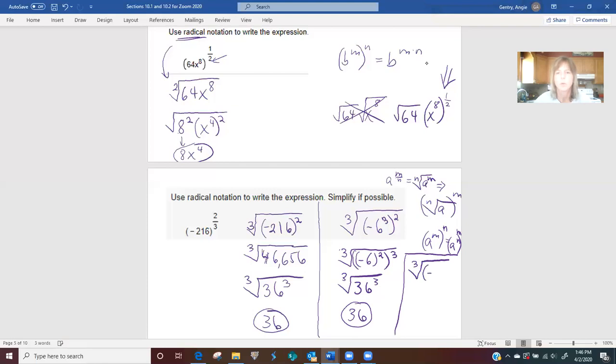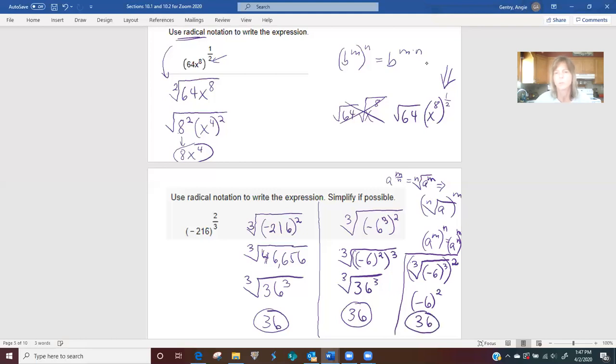See, this is using this rule. I'm going to move that m, this piece, to the outside. And then the threes undo each other really, or if the index matches the exponent, what's under there comes out, but as a quantity. And then you have negative 6 quantity squared is 36.